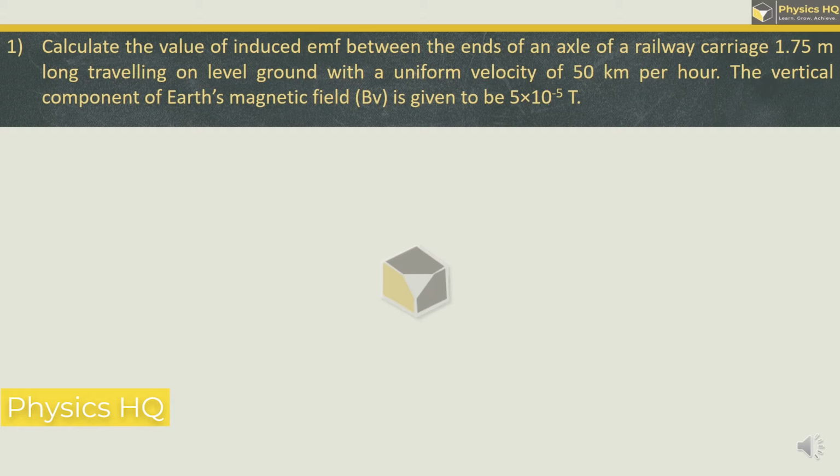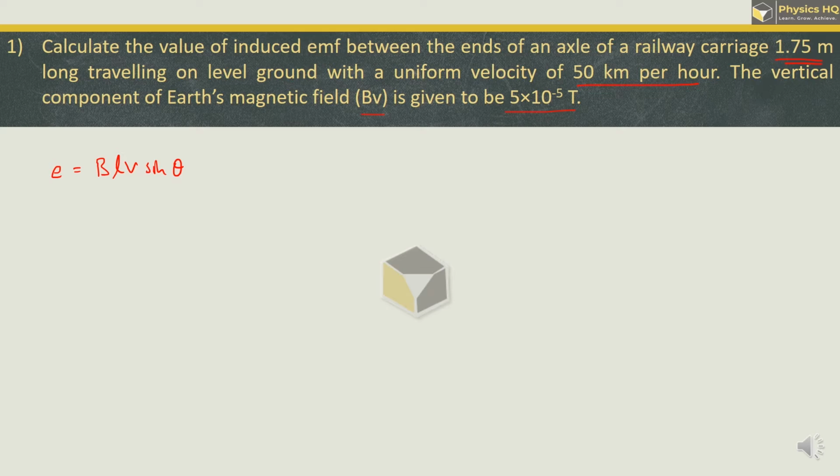Calculate the value of induced EMF between the ends of an axle of railway carriage 1.75 meter long traveling on a level ground with a uniform velocity of 50 km per hour. The vertical component of Earth's magnetic field BV is given to be 5 × 10 raised to -5 Tesla. We will be using this formula. Induced EMF is equal to BLV sin theta, and the railway carriage is traveling horizontally.